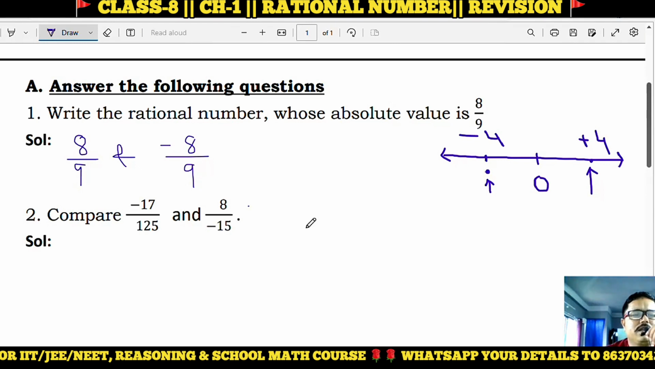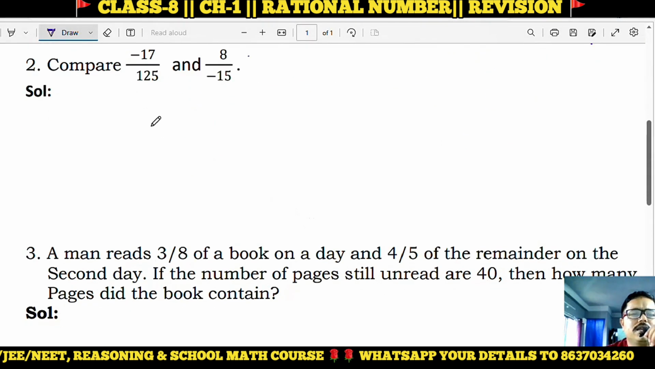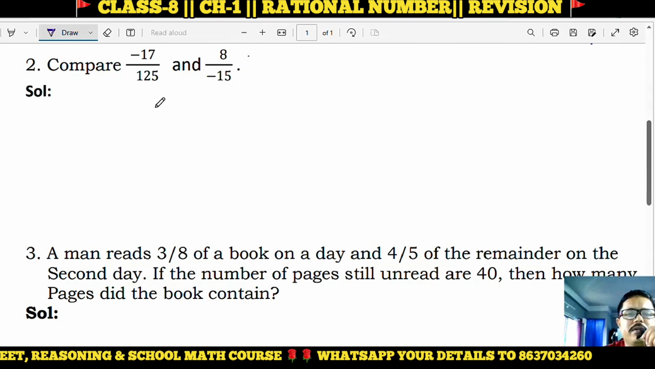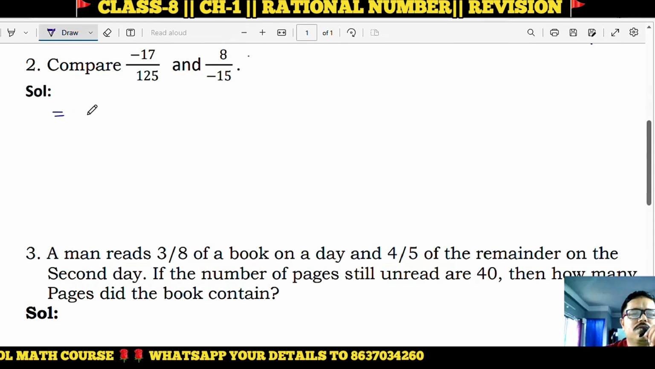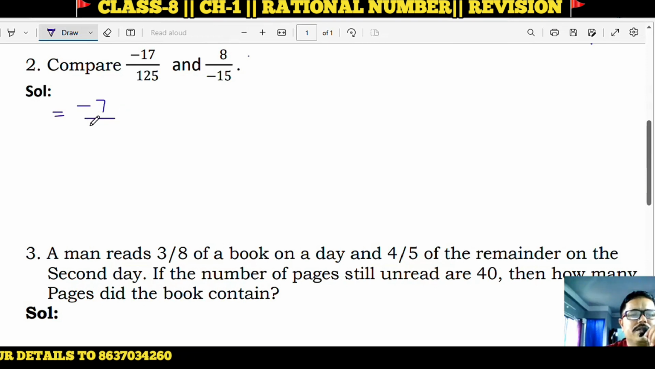The next one is: compare minus 17 upon 125 and 8 upon minus 15. So dear children, to compare two rational numbers, first we need to convert them into the standard form. What is the standard form? If they can be simplified, then we need to simplify first.